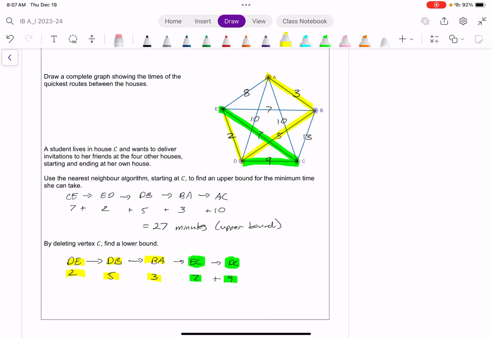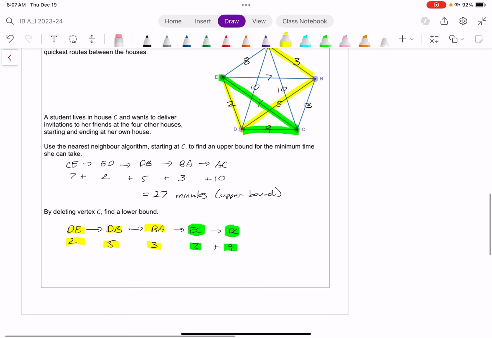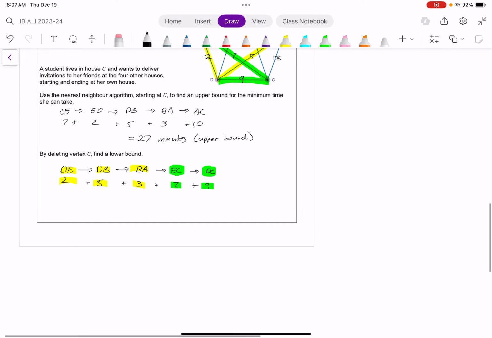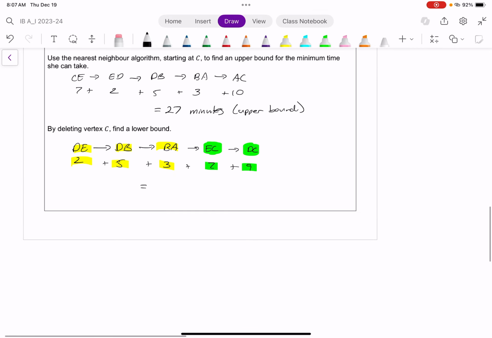That said, notice what I just sketched is not actually a cycle, but the total, if I add this all up, will be the lower bound. So just keep in mind, please don't think that what I've created here is the optimal route, but it tells me the lower bound for the optimal route. And if you add all these up, we get 26 minutes. We call that the lower bound.